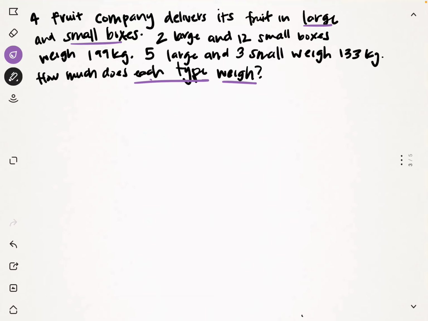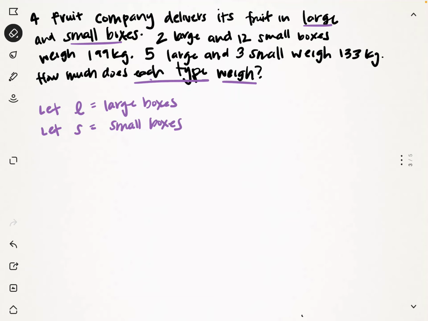So let's set up our variables. Let L equal large boxes. Notice I wrote a cursive L because if I write just a regular script L, it might be confused for a 1. And then let S equal small boxes, because those are the two. We should probably say weight, right? Large boxes weight and small boxes weight, because it says how much does each weigh. Okay, so we have our variables set up. That's step 1.